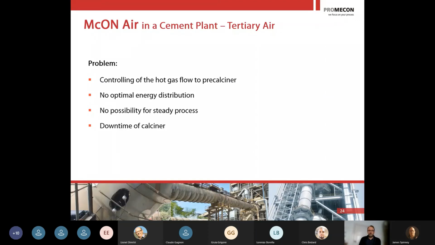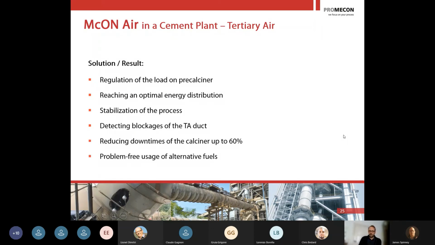You have to control it. You don't have an optimal energy distribution. You have to assure a steady process, and one of the problems is the downtime of the calciner, because it cannot be operated continuously. With the flow measurement in the tertiary air, you can regulate the load on your pre-calciner from the air side. You get a better energy distribution and a better calcination in this area. You can stabilize your process.